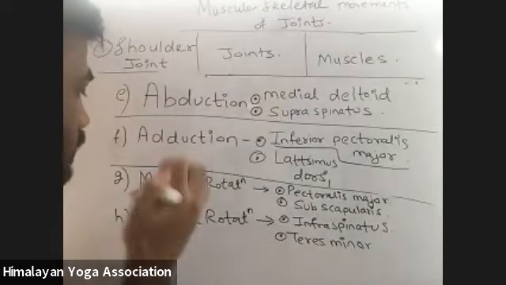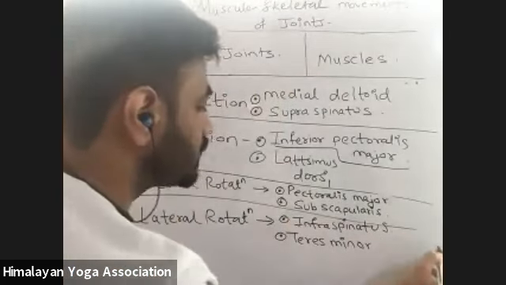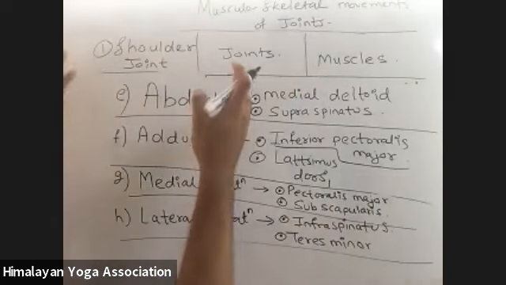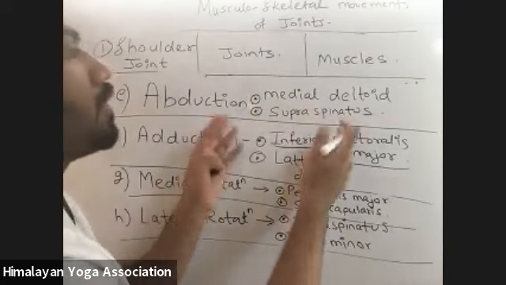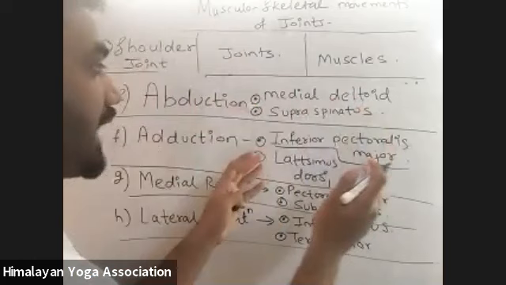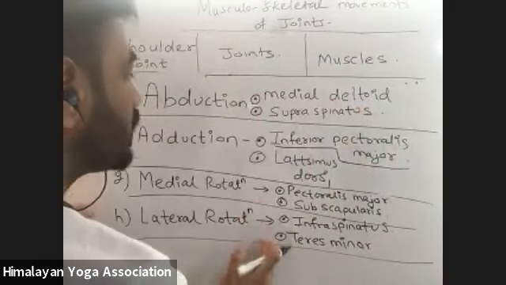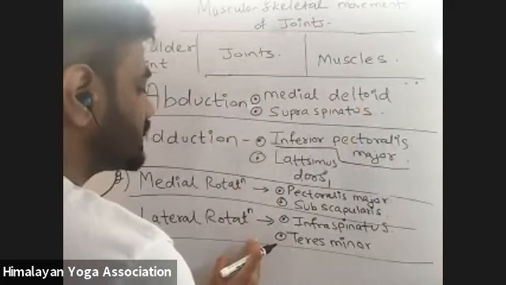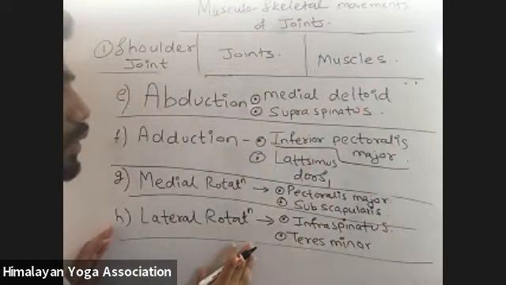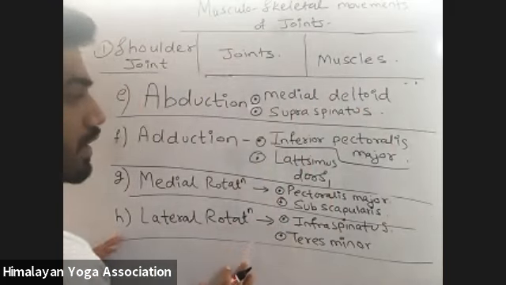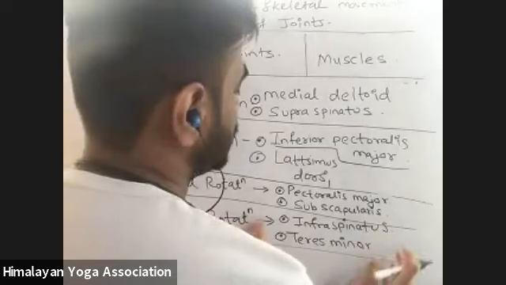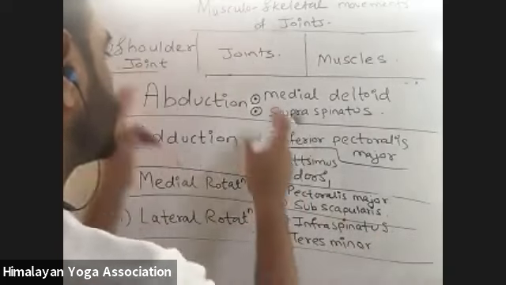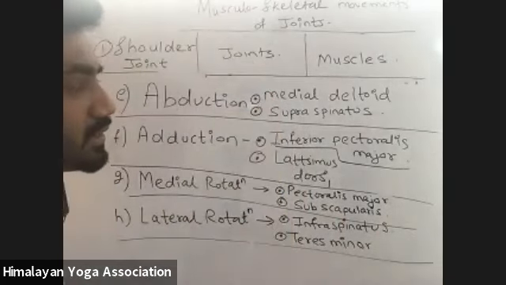Okay, so we have only these motions and movements of the musculoskeletal joints. That means these are the actions in which our shoulder joint can be moved, and these are the muscles which help to move our shoulder joints in these actions.